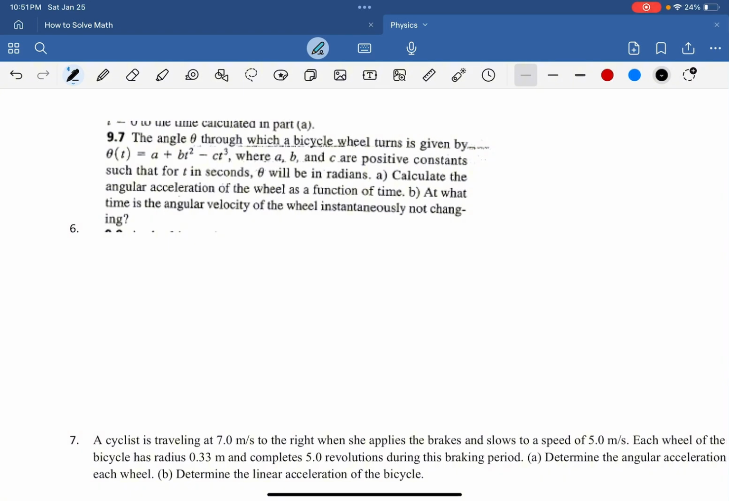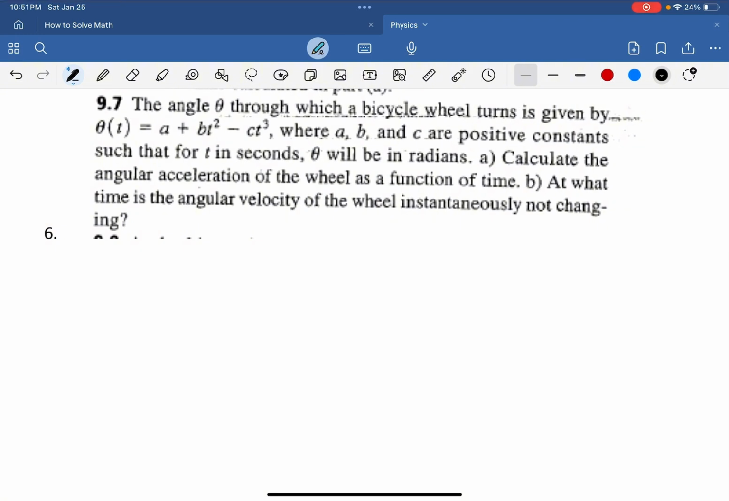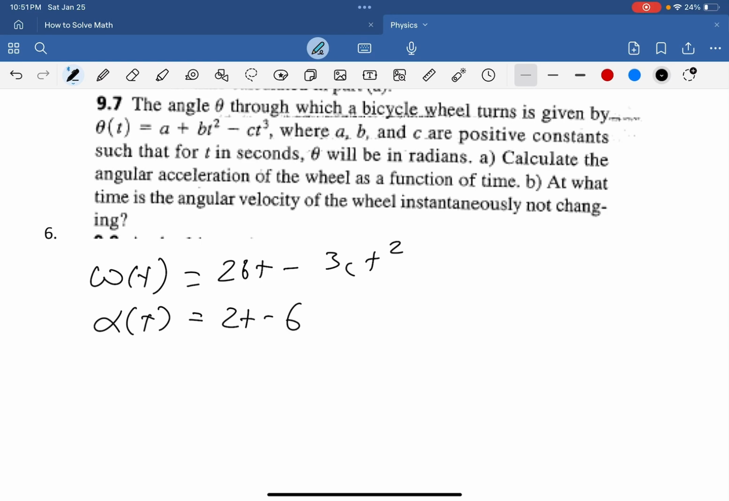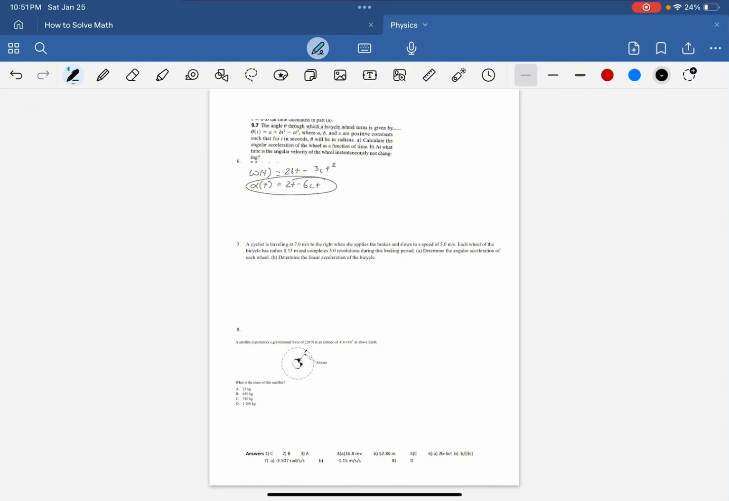Let's look at problem 6. We want to calculate the angular acceleration of the wheel as a function of time. So omega is a function of time. In this equation, alpha is going to be the derivative, so 2bt minus 3ct squared. Then we're going to find alpha, which is going to be 2b minus 6ct. Let's see that. Yeah, we got it.